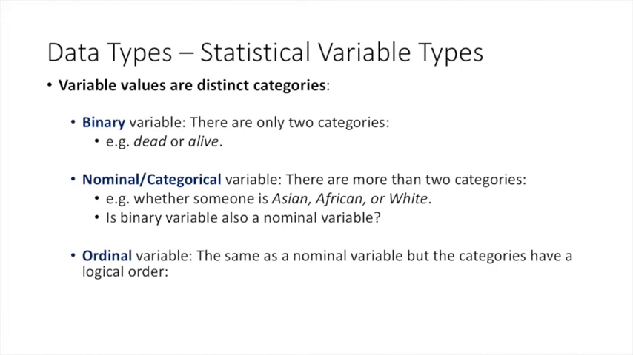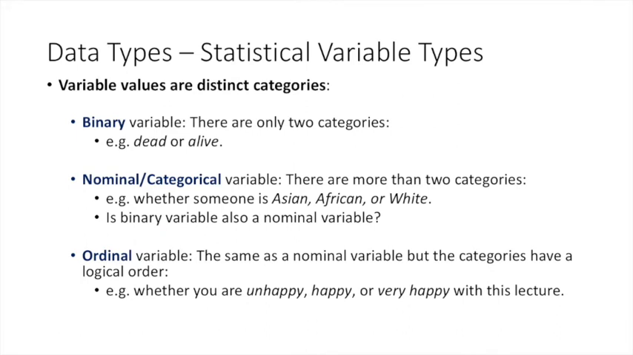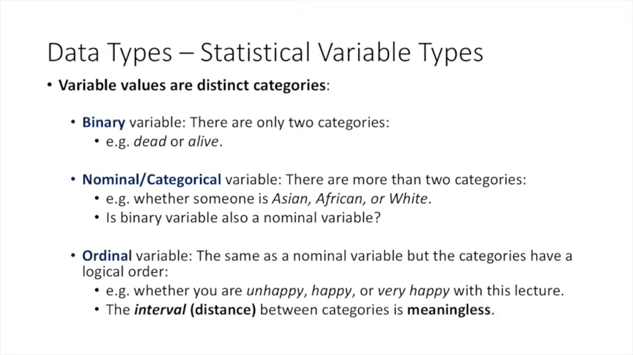Values of ordinal variables also represent categories, but there is a logical order between those values. So you may be unhappy, happy, or very happy with this lecture. And clearly we can see a logical order of preferences in those values. However, we cannot calculate a numerical interval between these categories meaningfully. For example, what is the interval between unhappy and happy? And is that interval the same as that between happy and very happy? We cannot really say.